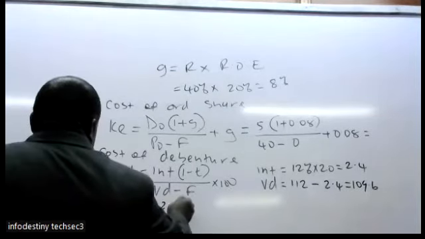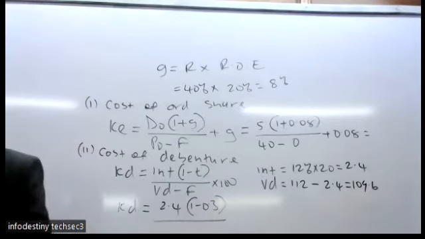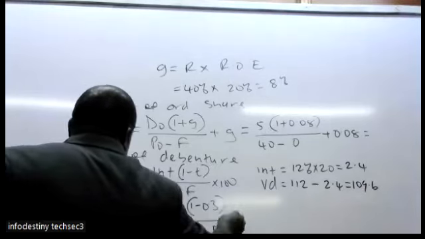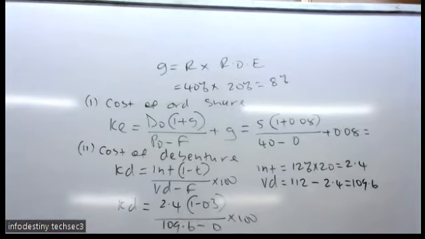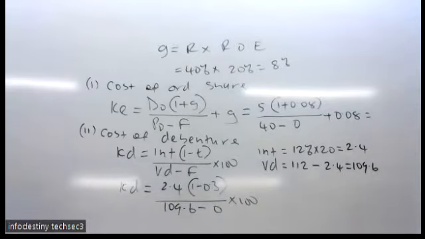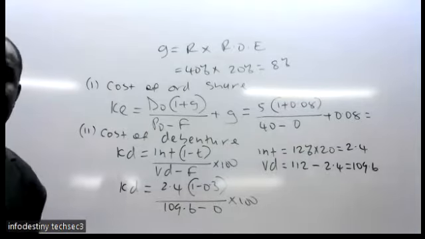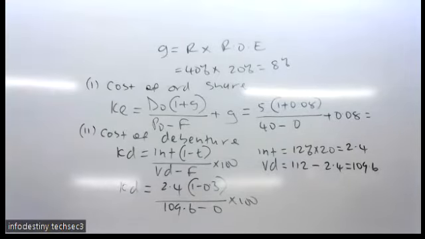So interest is 2.4. The corporate tax rate had been given as 30%. Then 109.6, there was no flotation cost. Then also express it as a percentage. So that is now meant to be the cost of the debenture.